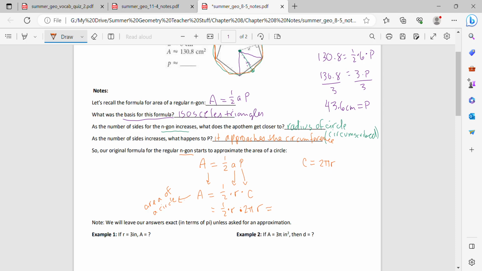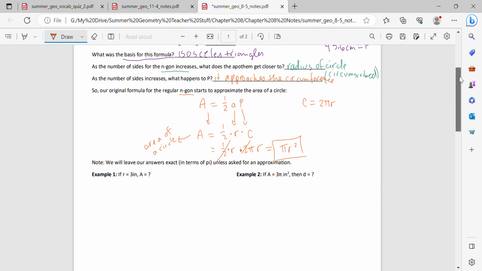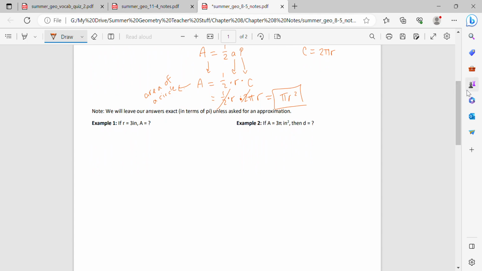And as we simplify, 1/2 times r times 2 times pi times r, the 1/2 and the 2 simplify out, the r's combine, and this is our very famous pi r squared circle formula. It's worth noting that the area of a circle can only be found using the radius, not using the diameter. So if you get a diameter, then you must divide by 2 to find the radius.